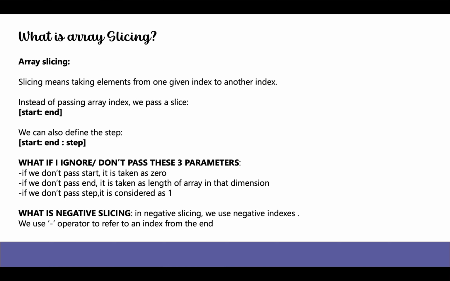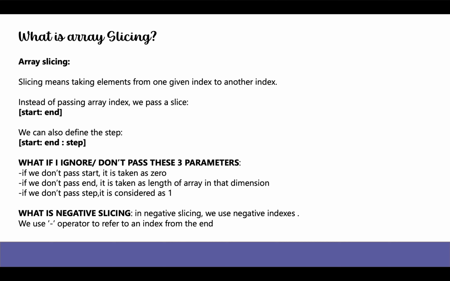Now the question arises, what if I don't pass these three parameters? If we don't pass start, it is taken as 0. If we don't pass end, it is taken as the length of array in that dimension. And if we don't pass step, it is taken as 1 by default. Now, we can also slice the array using negative indexes. So this is a brief introduction to array slicing.